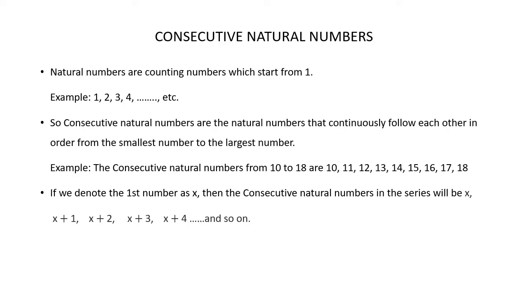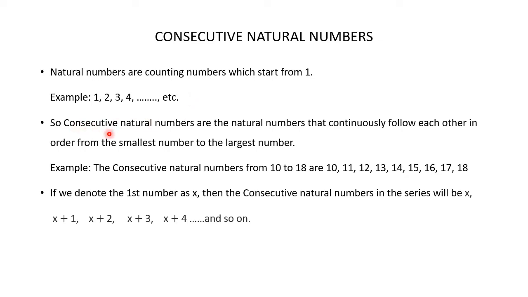Let's move on to the three most important types of consecutive numbers: consecutive natural numbers, consecutive odd numbers, and consecutive even numbers. Let's first learn about consecutive natural numbers. What are natural numbers? Natural numbers are counting numbers which start from 1. For example, 1, 2, 3, 4, 5, 6, etc. Hope you remember this definition.